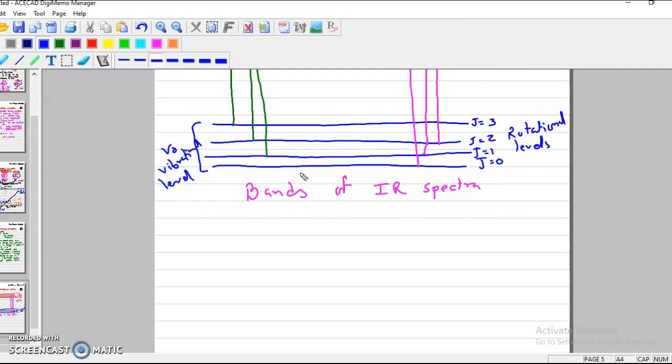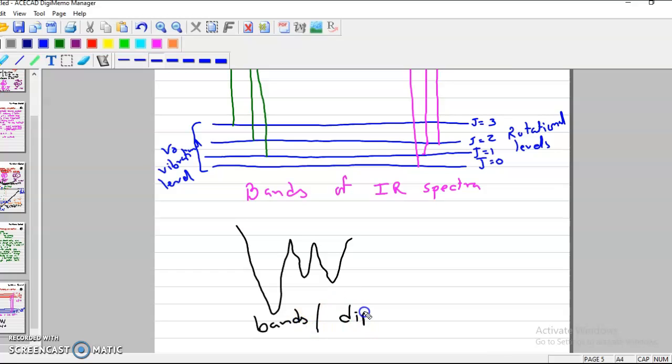Okay, because of so many lines over here, that is why this is the nature of infrared spectra, like this. Okay, these are known as bands or dips. This spectra is a reverse of ultraviolet visible spectra. Okay, so this is what happens when a molecule absorbs infrared radiations. We get change in vibrations as well as rotations, and therefore we get a bunch of lines, and this bunch of lines merge and produce bands or dips, which is called infrared spectra.